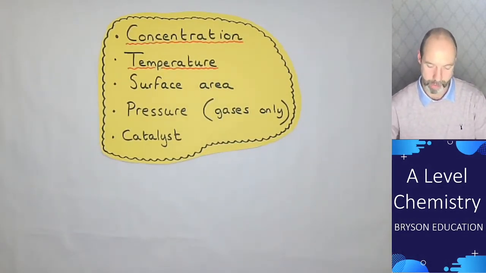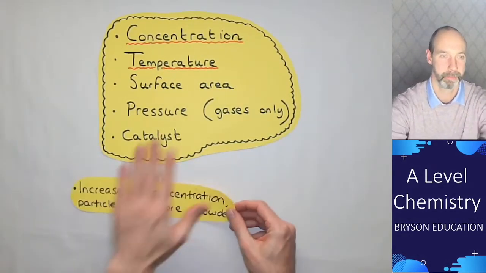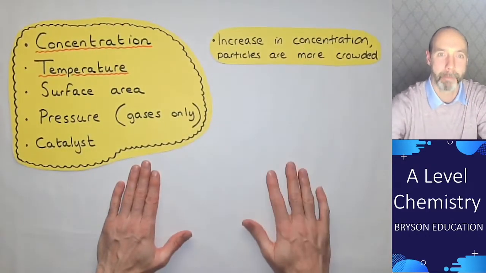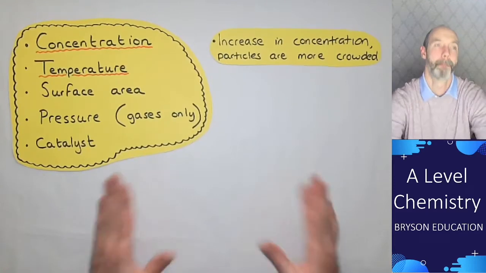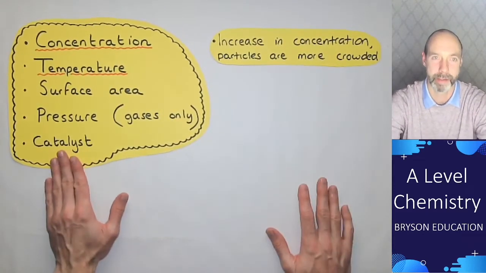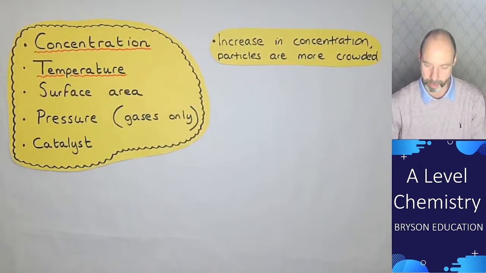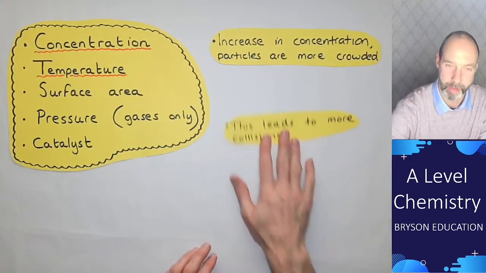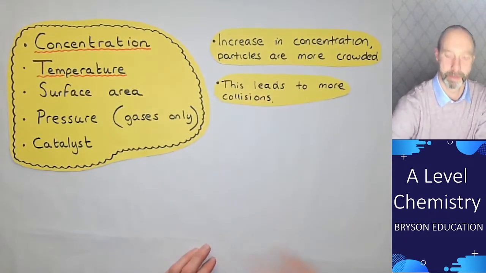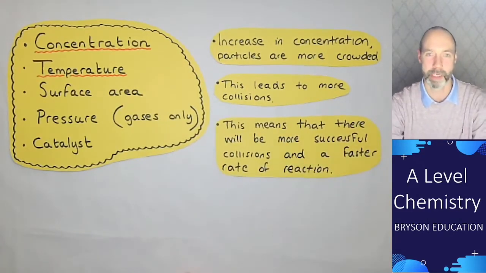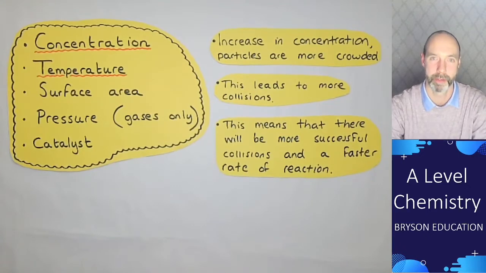So, an increase in concentration means the particles are more crowded. We've got more reactant particles in the same volume, which means the particles are more crowded. This leads to more collisions. This means that there will be more successful collisions and a faster rate of reaction.